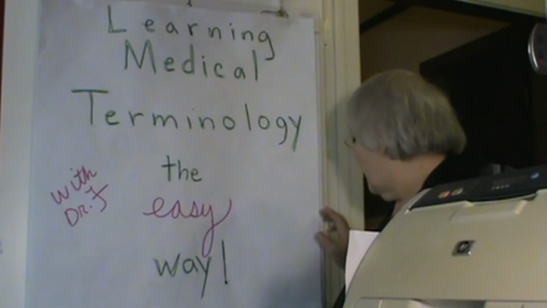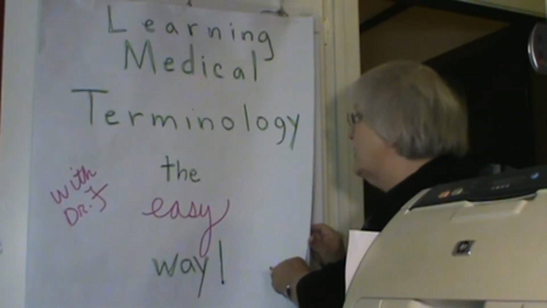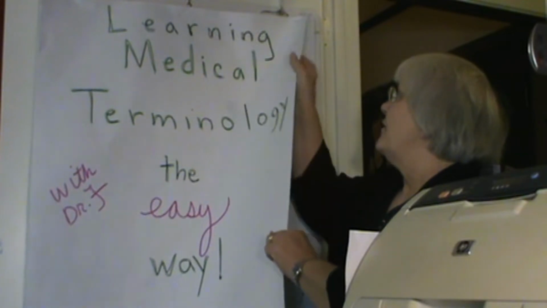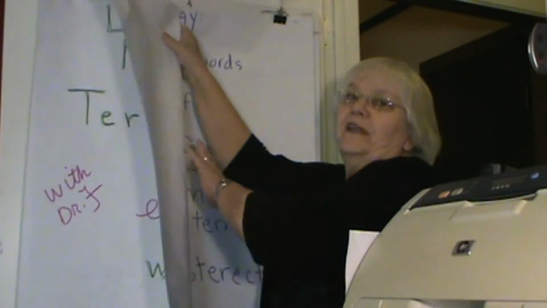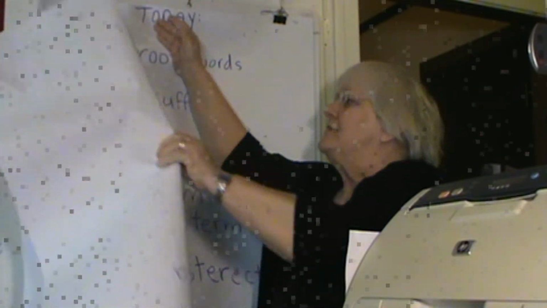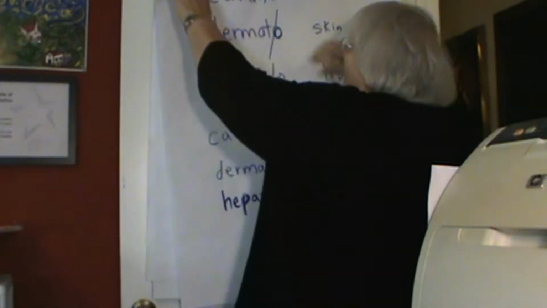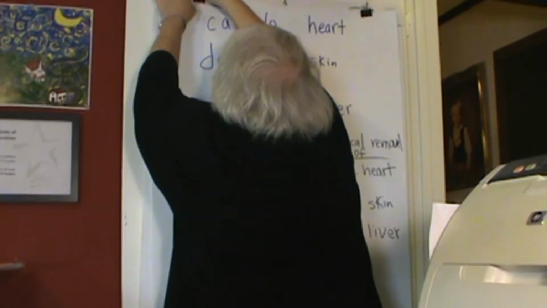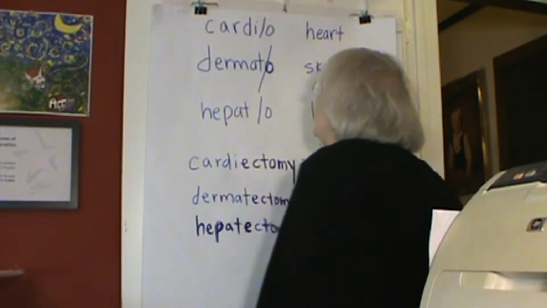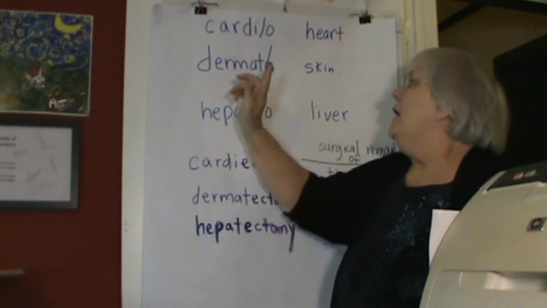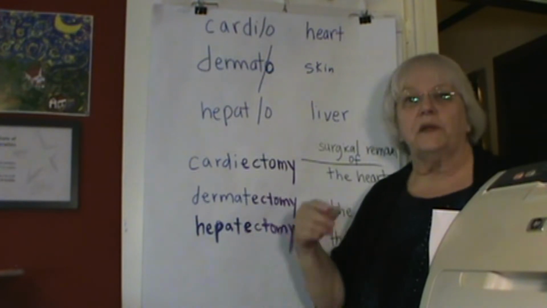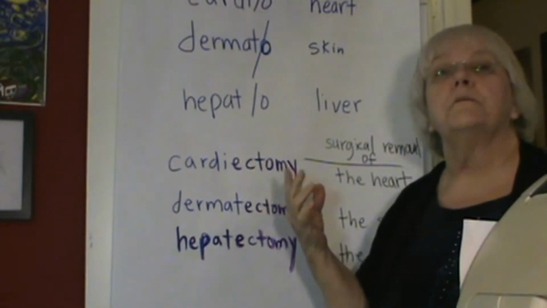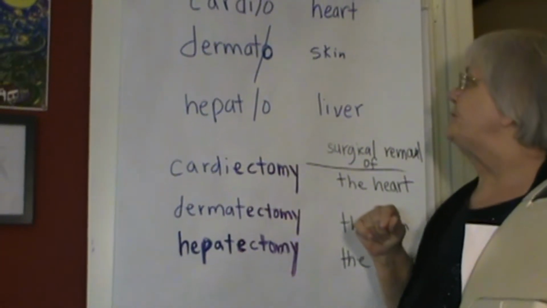There are lots of different ways to learn medical terminology, or lots of other things for that matter, and it's always nice if you can come across a method that is the easy method. We're going to be learning 4 root words today. One of those was hystero. Another one is cardio, another one dermato, and finally hepato. So hystero, cardio, dermato, hepato.